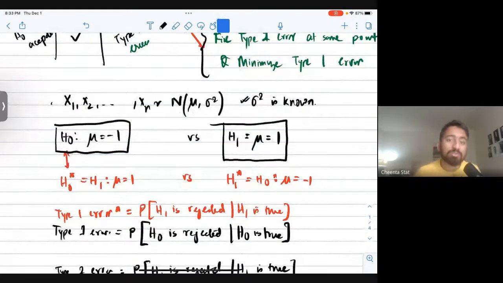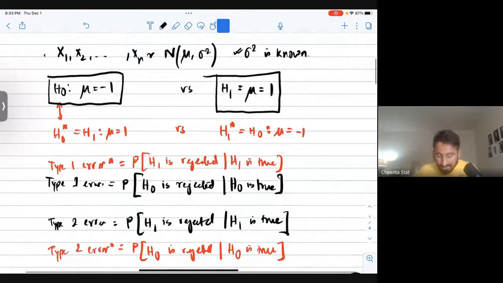So we have a normal sample from mu comma sigma square. The variance is known. We are trying to test the null hypothesis that the mean is equal to minus 1 versus the alternate hypothesis that mu is equal to 1. Let's take the corresponding opposite scenario where the null hypothesis becomes the alternate hypothesis and the alternate hypothesis becomes the null hypothesis. That is, you test h naught star where mu is equal to 1 versus h1 star which is mu is equal to minus 1. You just swap the two hypotheses and let's see what happens.